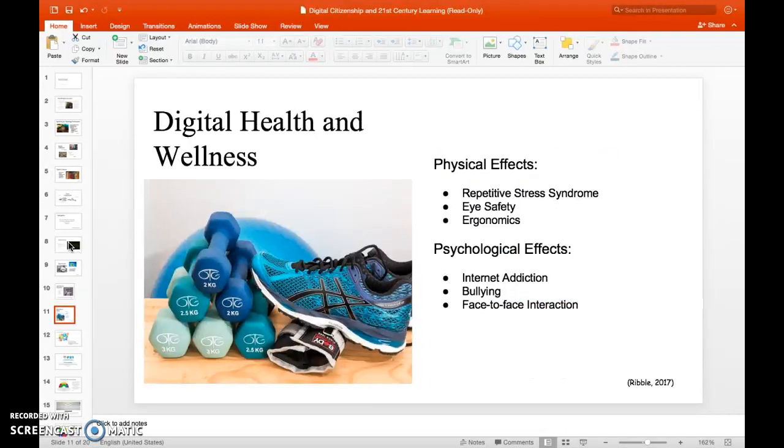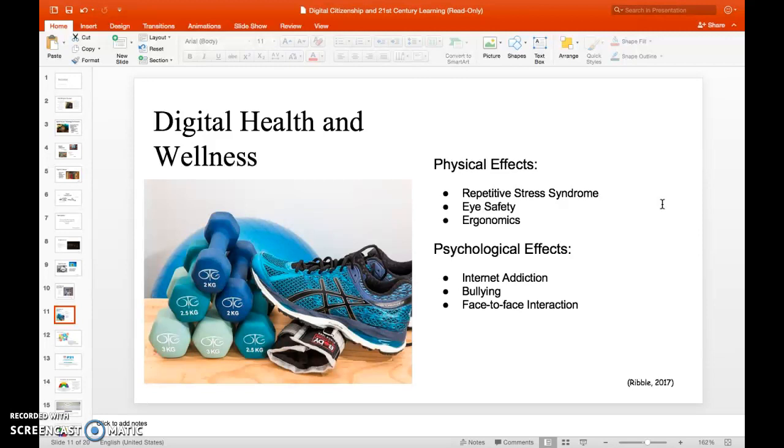The last component of digital citizenship is digital health and wellness. So there are physical and psychological effects at play through extended computer and technology use. The first mentioned is repetitive stress syndrome, which happens because certain appendages are being used too frequently and there is a pain that results because of that. So if you're typing away at a computer, you're going to become sore because of your consistent motions. Also, your eye safety. People are having increased use of glasses because you're so close to screens and the lighting is not natural.